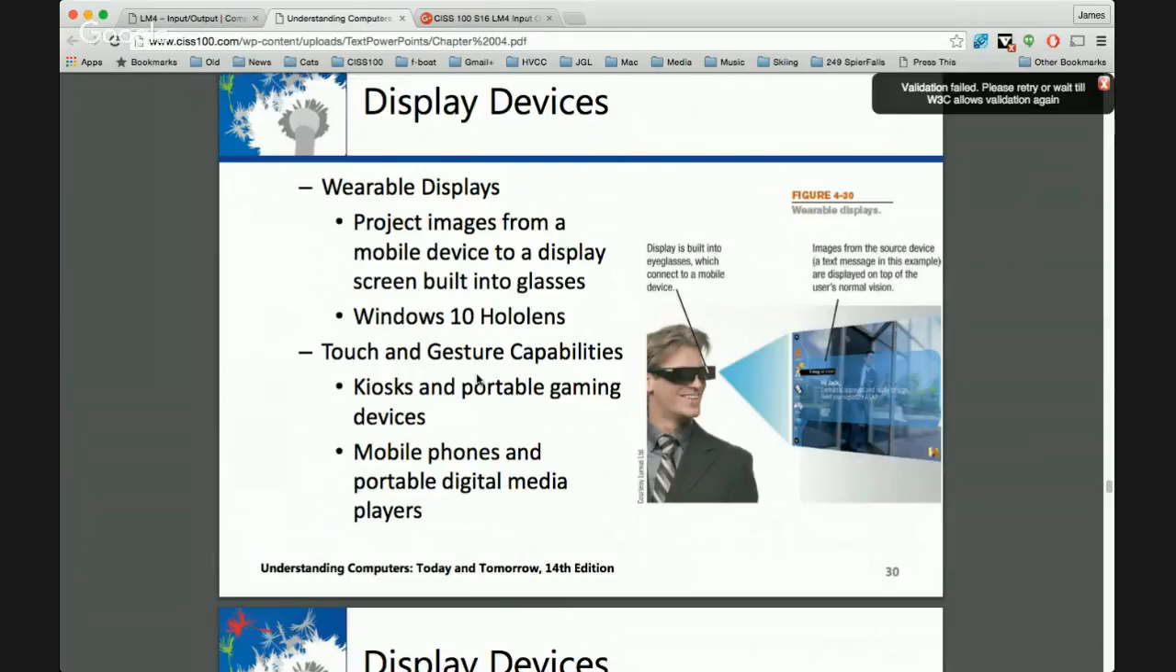The Windows 10 HoloLens, has anybody seen demos of that? Did that at E3? It's pretty incredible. Anybody seen a price on that? It's like $3,000. Is it?